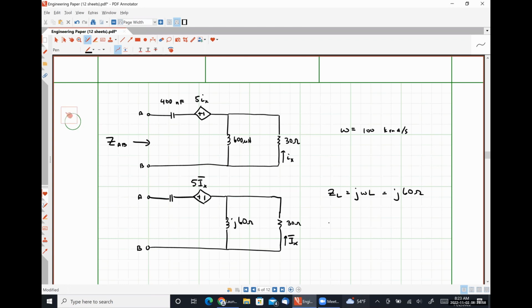The impedance of our capacitor is 1 over j omega C. So that is going to be 1 over 100 times 10 to the 3 times 400 times 10 to the minus 9, which is minus j25 ohms. And now we need to apply our test source. So I'm just going to move these guys up.